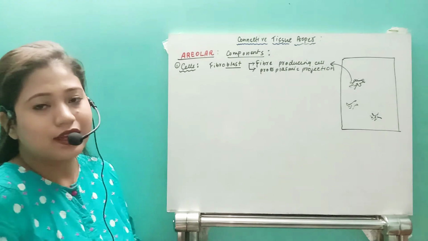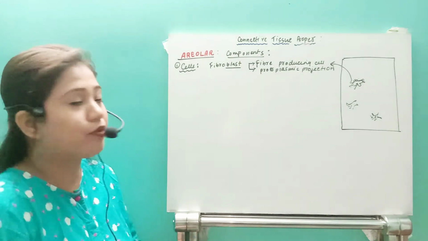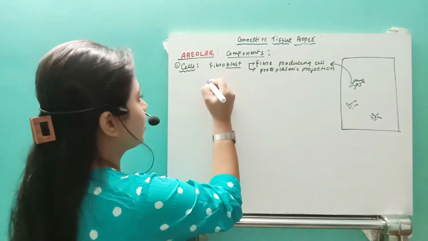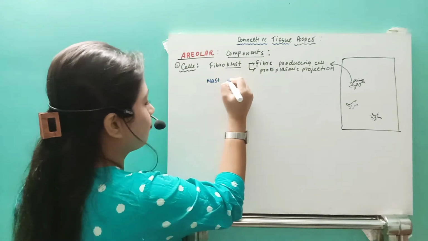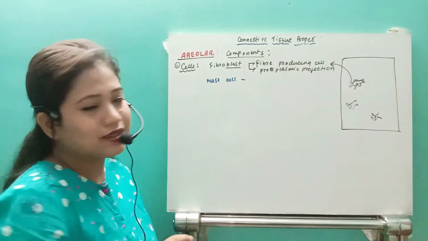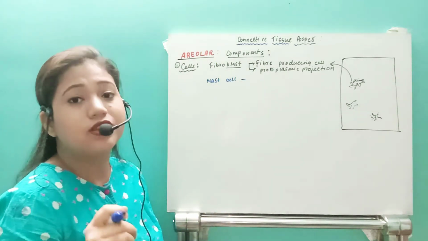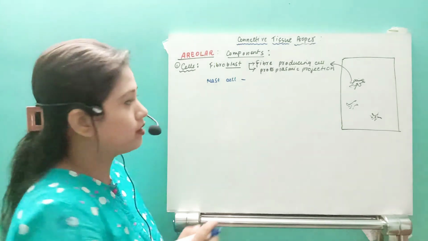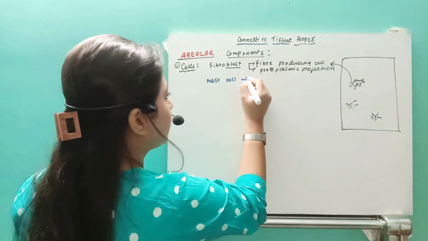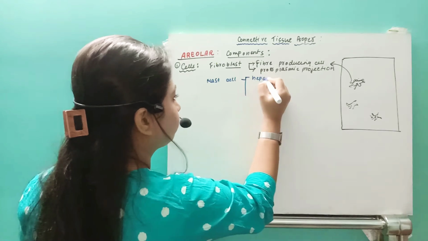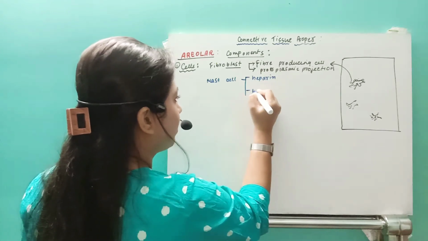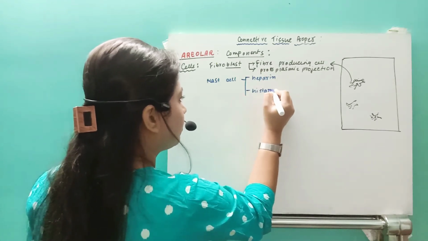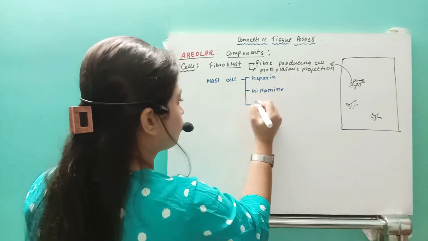Okay, the second type of cell, remember, is known as the mast cell. Now what is a mast cell? It is a type of cell which secretes three types of chemicals. What are they? It releases heparin, histamine and serotonin.